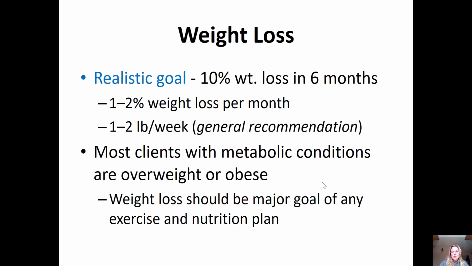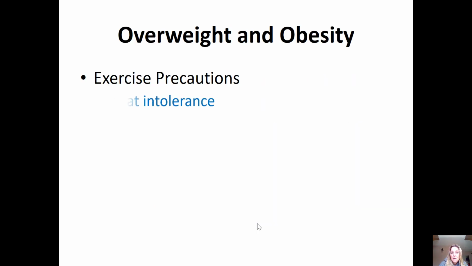So as far as weight loss goes for these overweight, obese individuals, a realistic goal is 10% weight loss in a 6-month period. So that might equal 1 to 2% weight loss in a month or 1 to 2 pounds in a week. That's the general recommendation for people. So most clients with those metabolic conditions are going to be overweight or obese. So weight loss should be a major goal of any exercise and nutrition plan for these overweight and obese clients.